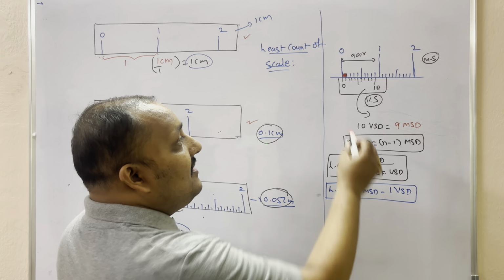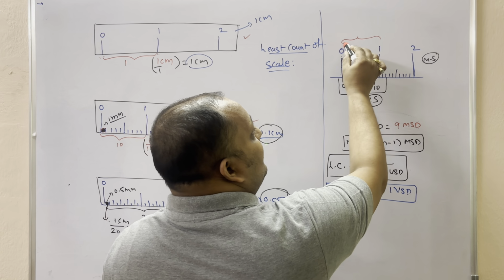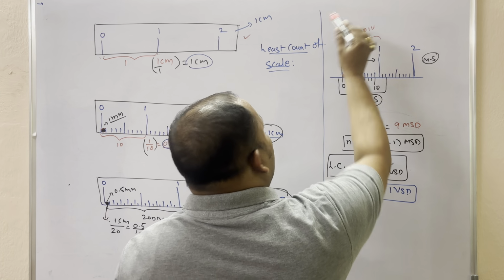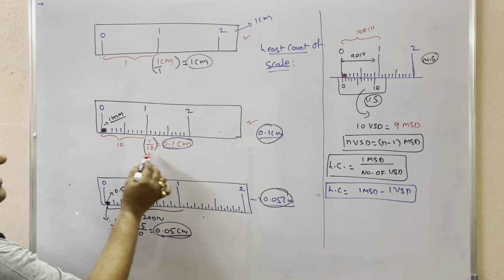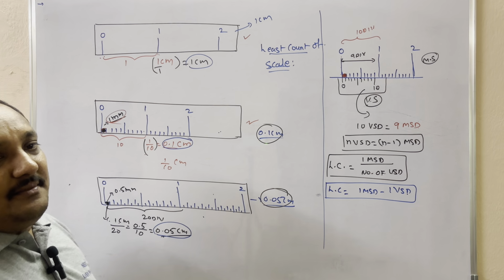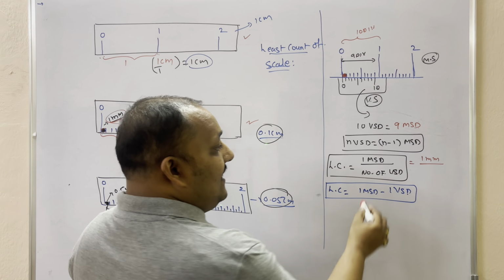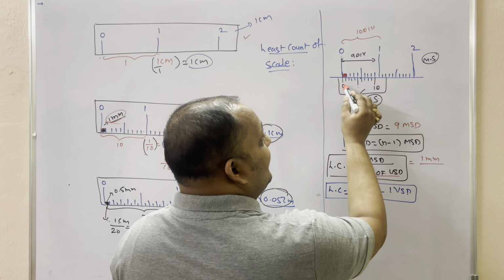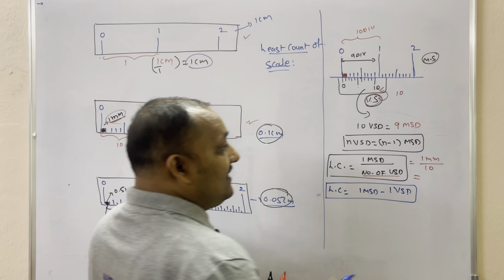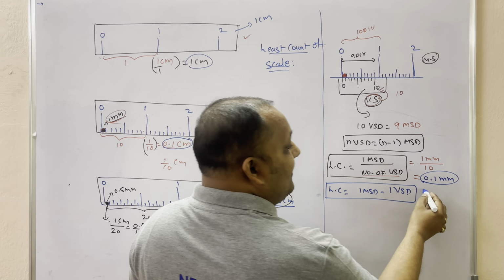On this main scale, between 0 and 1, how many divisions are there? 10 divisions are there. You have to count 0, 1, 2, 3, 4, 5. In these 10 divisions, one division value is 1 by 10 centimeters, otherwise 1 millimeter. So 1 millimeter is the 1 MSD value. 1 millimeter divided by the number of vernier scale divisions. How many are there? 0 to 10, so 10 divisions. So 1 by 10 is 0.1 mm.